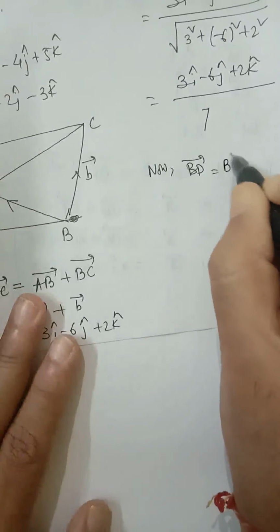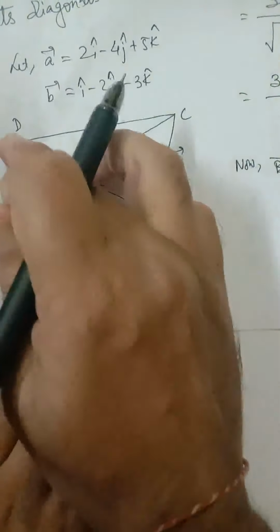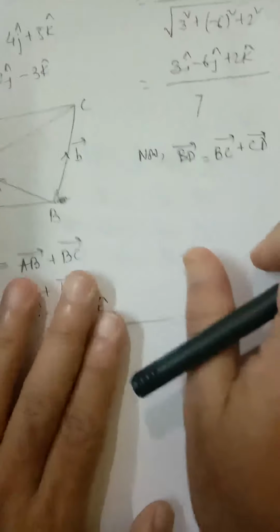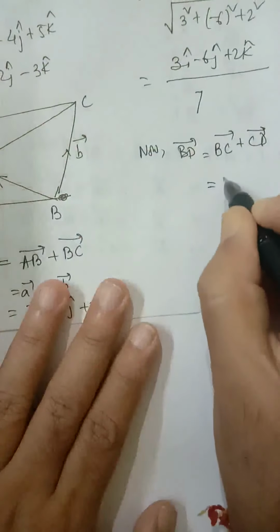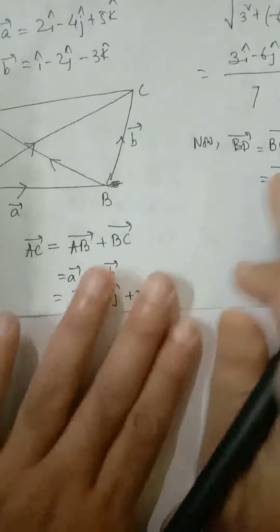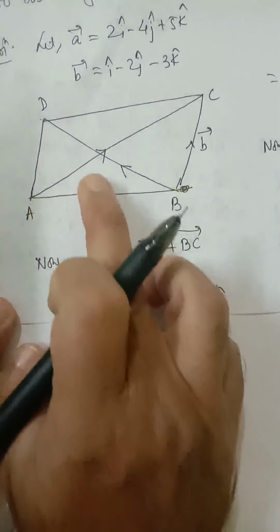BD vector is BC vector plus CD vector. B to C, C to D, ultimately BD. BD vector equals BC plus CD. This is a triangle of addition. Now, BC vector is the B vector, and CD vector. Now, you can see here AB vector is the A vector.